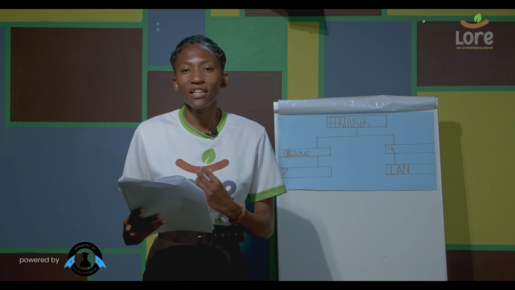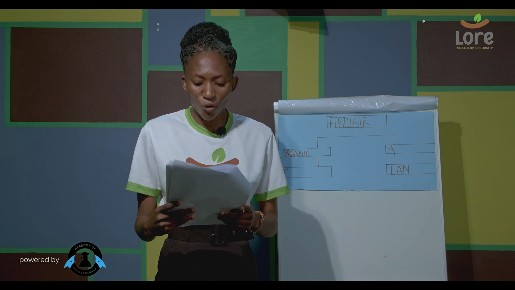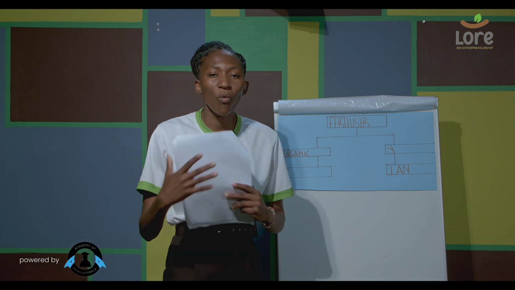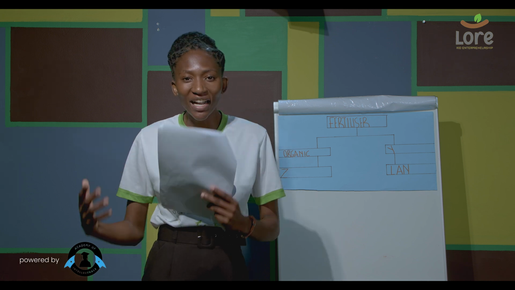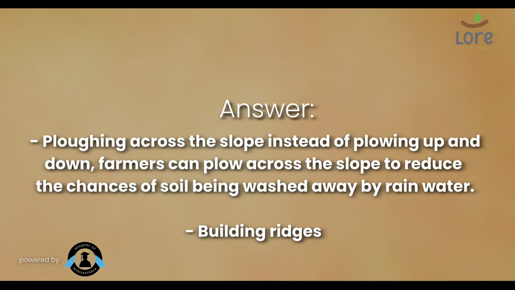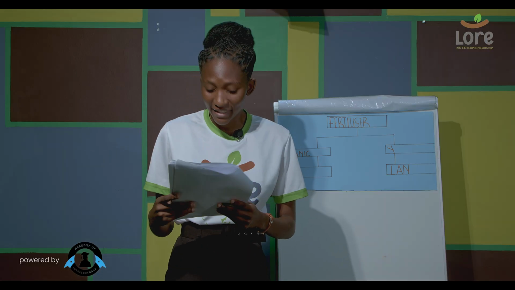Firstly, it is important that you know what a sloping land is. Sloping land is a rise or fall of the land surface. It means that our land is not flat. The one part is high, the other part is low. Our answer: plowing across the slope instead of plowing up or down the slope, and then also building ridges in our land.